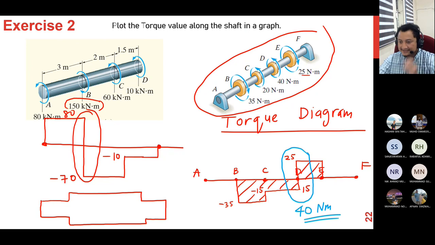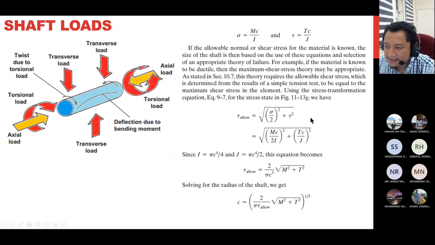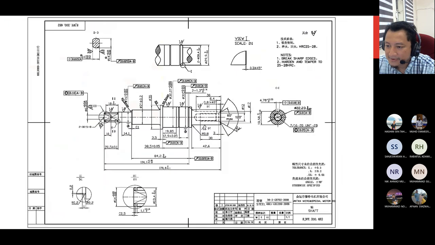Okay, that's the end. So roughly, we learn a little bit. Later on, we'll do a more serious one. At least you guys know how to find the shaft diameter. But reality is harder. In reality, to produce the diameter, the drawing is like this. This is the work to proceed with machining and everything. Reality is much harder.